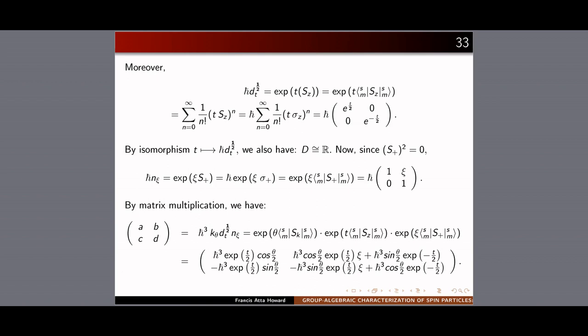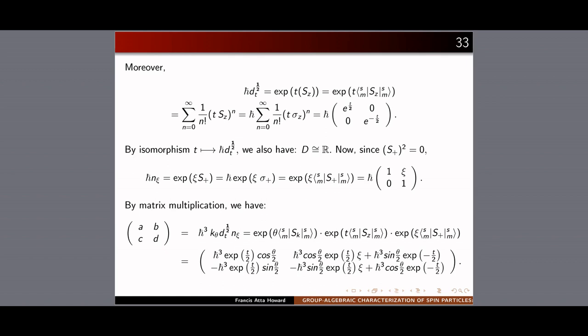This is because the diagonal element is abelian, so it is symmetric, not skew-symmetric, because of its abelian nature. Now I look at the raising operators, and I do a similar thing by finding the exponential form of it. That gives me the upper triangular matrix that I have over there.